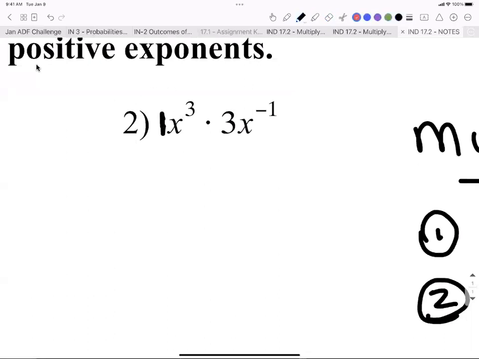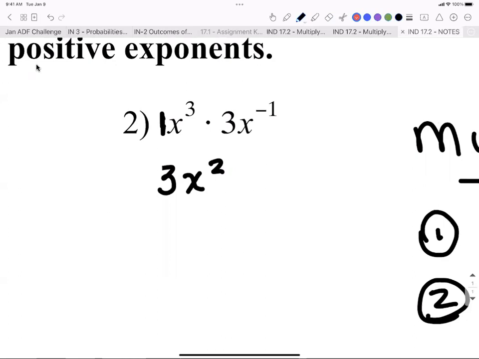All right, so example number 2. We have 1 times 3 again, okay? So 1 times 3 is 3. And now the only base we have is an x. So base, keep your base, and add those exponents. Well, 3 plus a -1 is 2. Okay, so even if it's a negative exponent, it doesn't change what you do as far as base, keep your base, add the exponents. You're just going to have to be adding and subtracting negative and positive numbers.